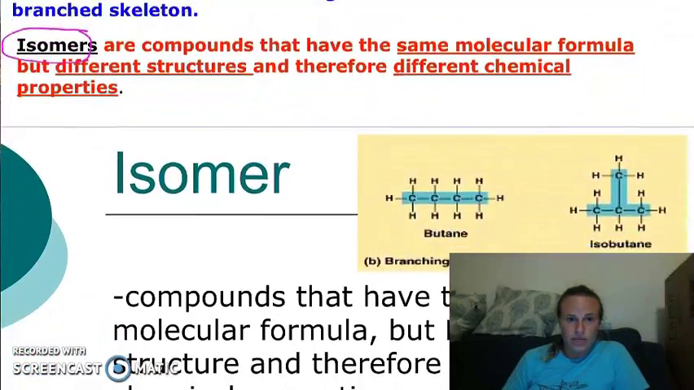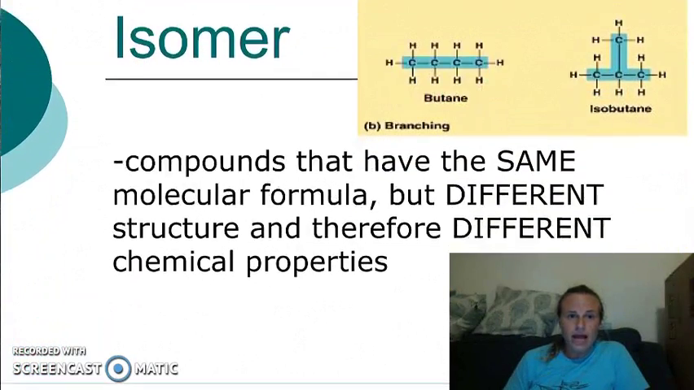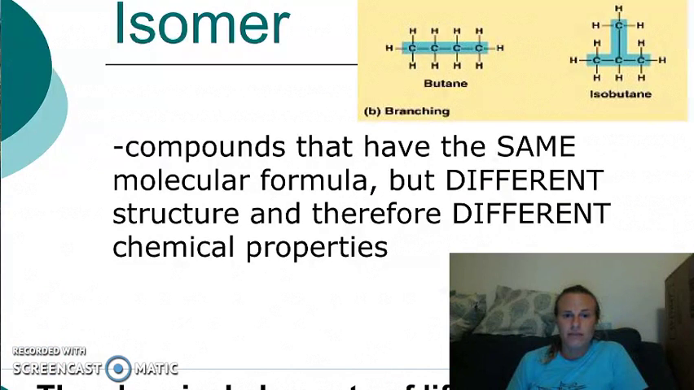So here, just repeating that, isomers are compounds that have the same molecular formula, but different structure and therefore different chemical properties. As a classic example, you've got butane and isobutane.